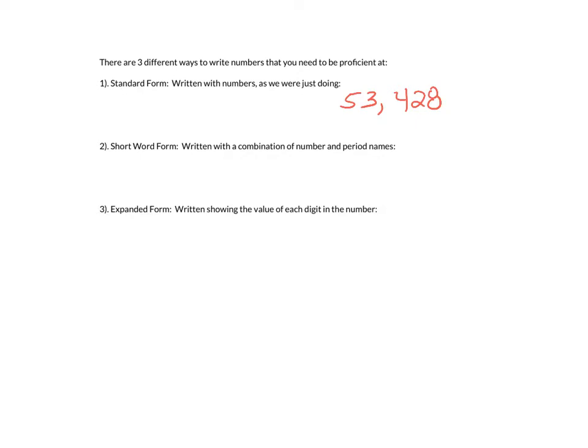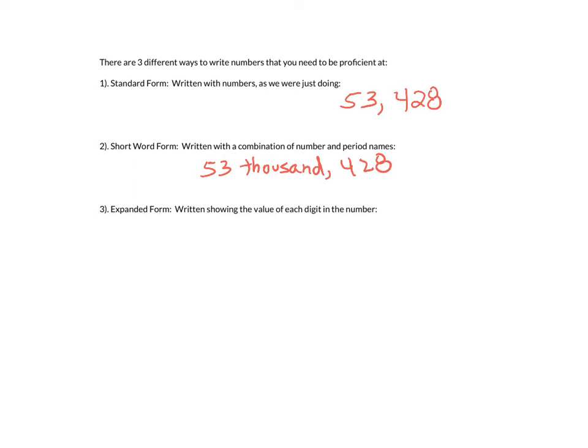The second way is short word form. I use short word form, not total word form. Word form means writing every word out, but rather than doing that, I write this with a combination of number and period names. So 53,428 would be 53, and then I would need to spell out the word thousand. 53,000, I would put a comma in there just to separate, and then put 428.